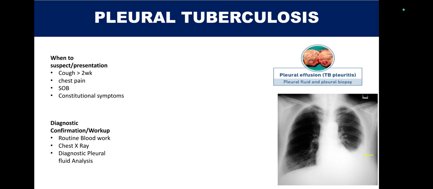There is a separate video for that. I will be putting the link for that video. You can go and check it out. What are the investigations that should be done in case of pleural effusion?